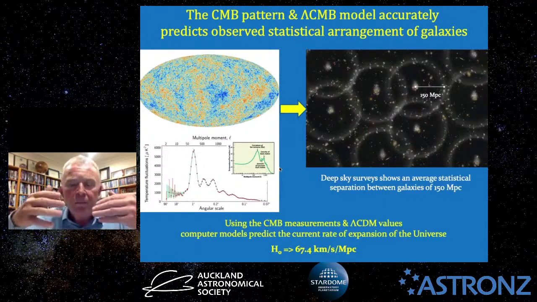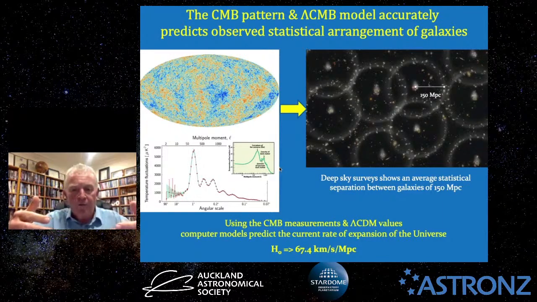So using the measurements of the cosmic microwave background, how the universe appeared in its early days, along with all the values they got from there, they put it into their computer models, and then they asked the computer, well, how does that match up? What does that predict? The current rate of expansion of the universe. And their figure, 67.4 kilometres per second per megaparsec.